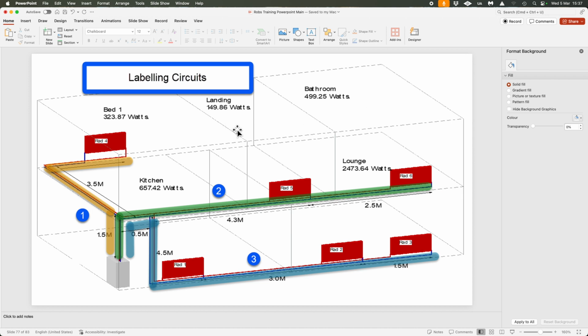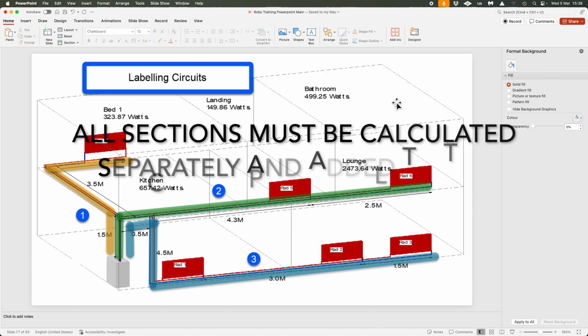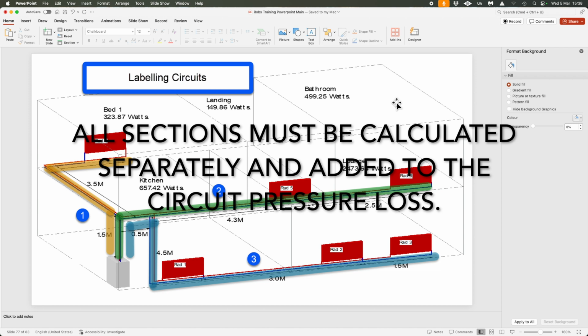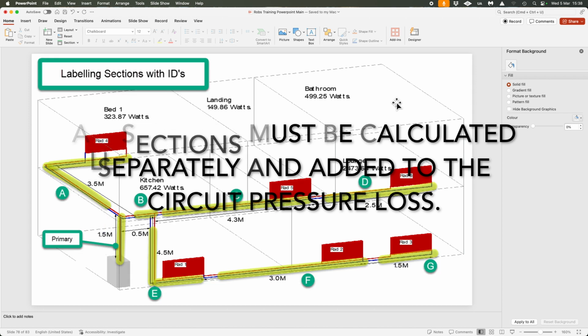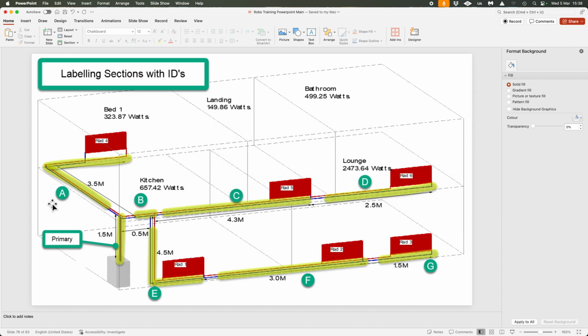On top of labelling circuits, we also need to recognise sections, which are the parts we need to calculate the resistance to flow through. We give these IDs: A, B, C, D, E, F, G, whatever it is you want to use. I mean, you can do it the other way around.